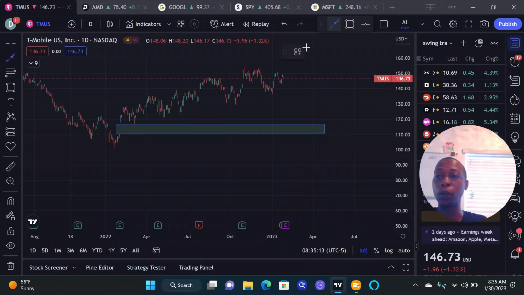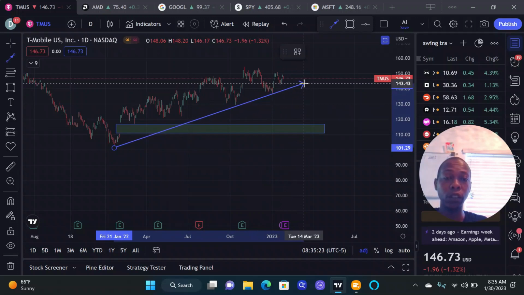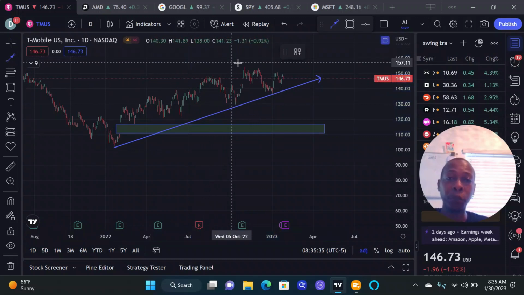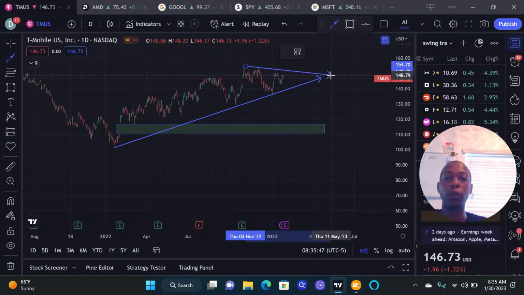Now, if you look at T-Mobile, for the most part, going back over the year, from January of last year to now, it's on a pretty consistent uptrend. If you just go back for the last year, and this is November, so let's get another one. It's kind of on a downtrend, but overall, it's on an uptrend.